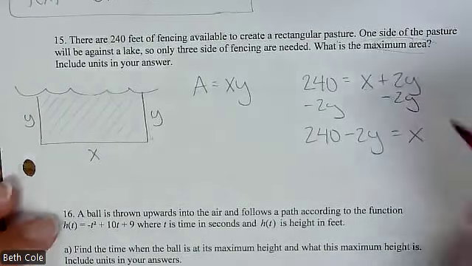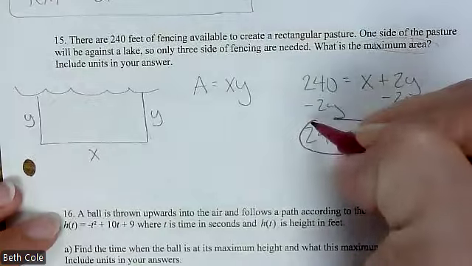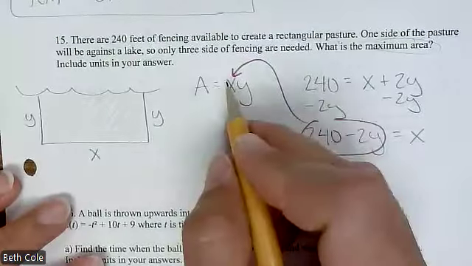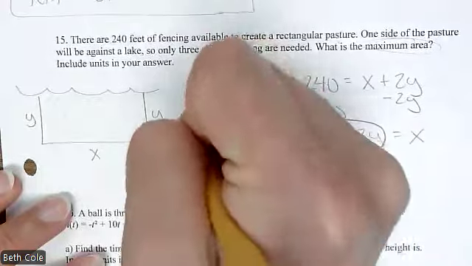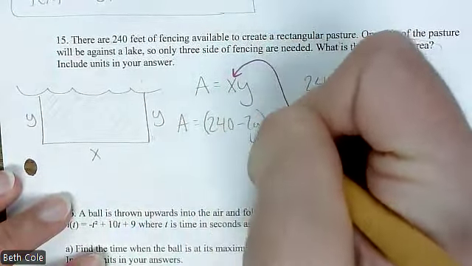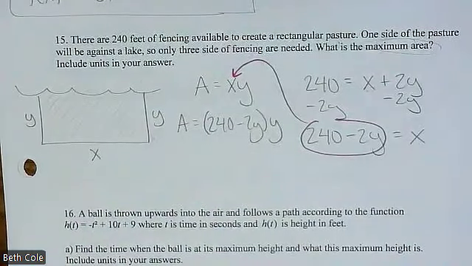Here's the whole point. I'm going to take this and substitute it in for x. Substituting means you remove something and you replace it with something else. So I'm going to take out that x and replace it with all of that stuff, the 240 minus 2y. How come that benefits us? Why did I do that? Yeah, we have y's now. There are no x's. We've got it in terms of one variable.